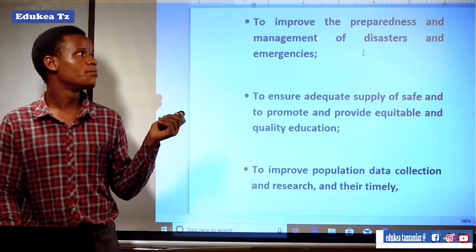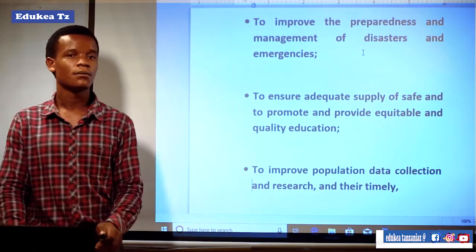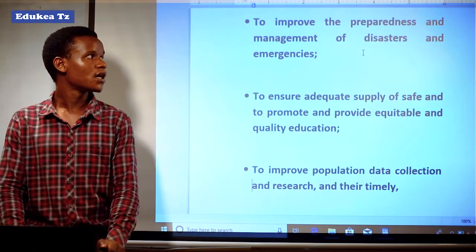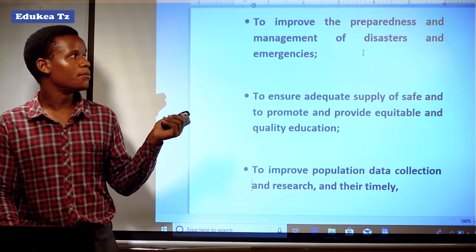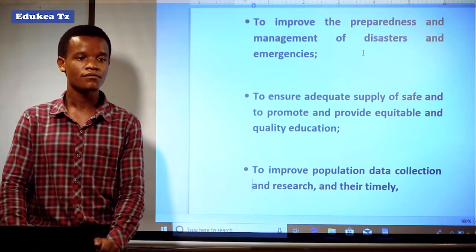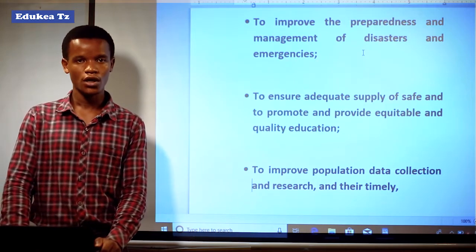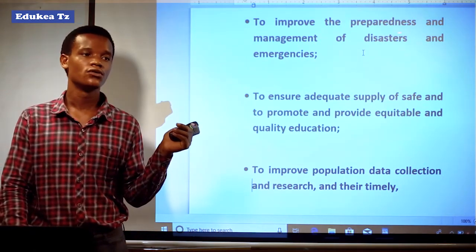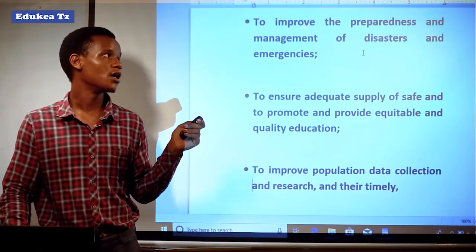Another is to improve preparedness and the management of disasters and emergencies. For example, as we see, there are different disasters that occur in our world today. So through the population policy, preparedness and management of disasters improve. The government gets to be prepared for the disasters that will occur if the population is high. If the population is controlled, those kinds of disasters will automatically not happen, since there is balance between the population and the place where people live.